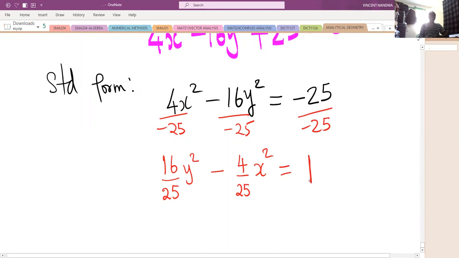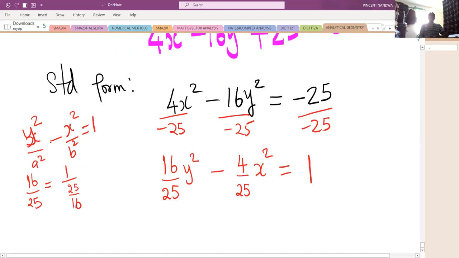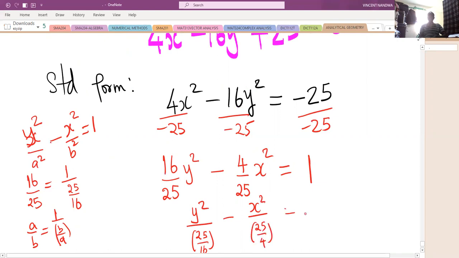This tells us that the equation must be of the form y squared over a squared minus x squared over b squared equals 1. But you see, these coefficients should be 1, and we need a squared in the denominator. Remember, 16 over 25 is the same as 1 over the reciprocal, which is 25 over 16. In general, a over b is the same as 1 over b over a. Doing that for this term, we'll have y squared over 25 over 16 minus x squared over 25 over 4 equals 1.